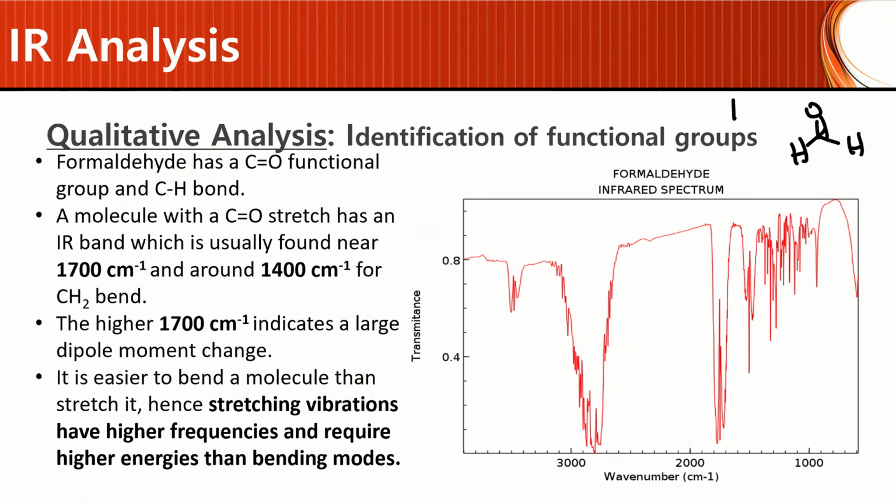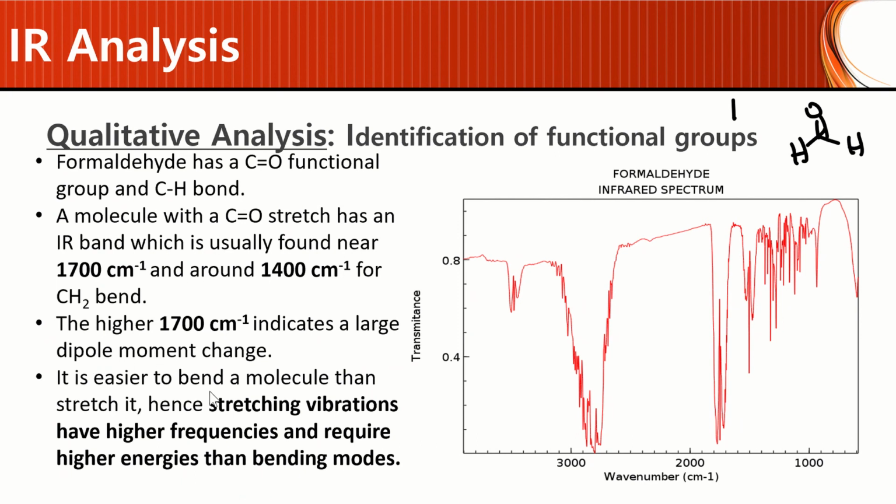So we have a carbon in the middle, and we have a carbonyl here, and we have two CHs. A molecule with a carbonyl stretch has an IR band, which is usually found near 1700 wave numbers and around 1400 wave numbers for the CH2 band. The higher wave numbers indicate a large dipole moment change.